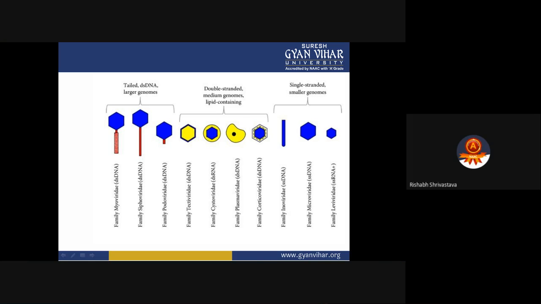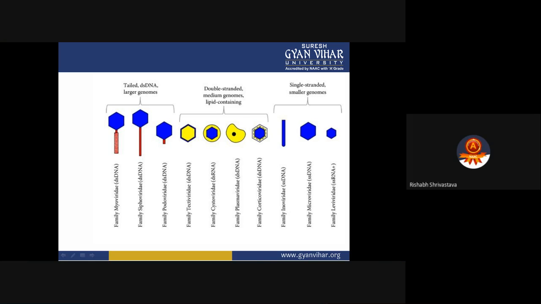In the center bottom, you can see the virus Leviviridae, which has a single-stranded RNA, and on the right hand side bottom, Cystoviridae, which has double-stranded RNA. You can see that these different viruses have different types of shapes. In the center, you will always find nucleic acid, which is either DNA or RNA.